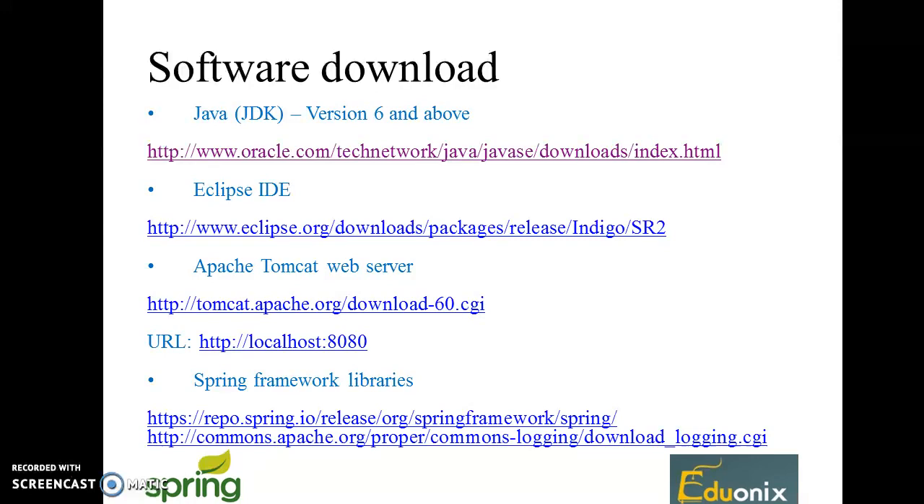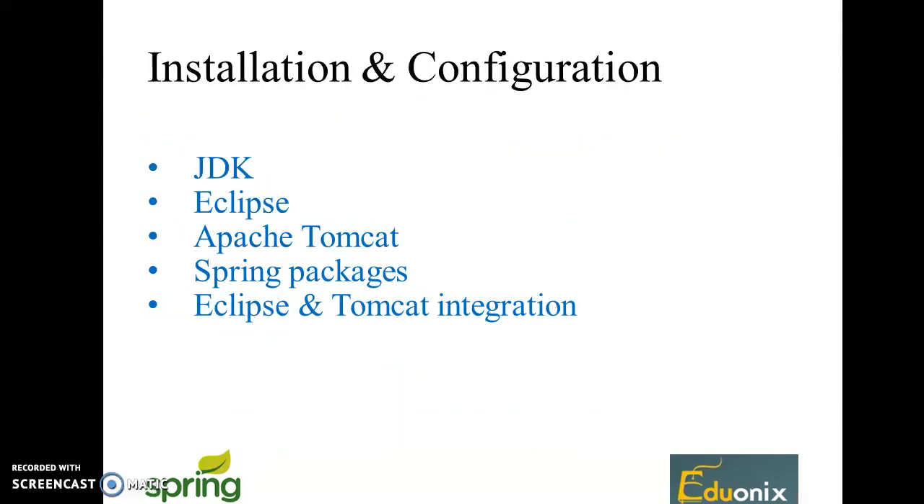And lastly, we'll be showing how the Spring libraries can be downloaded and how they can be configured. There are two links provided here. One is to download the Spring libraries, and the second link is for downloading the Commons Logging libraries. Spring has a dependency on Commons Logging, so we also need to download those. And next we will be checking how that software can be configured to make the environment ready.